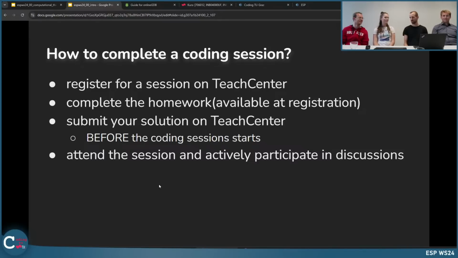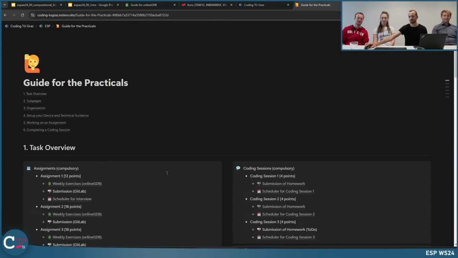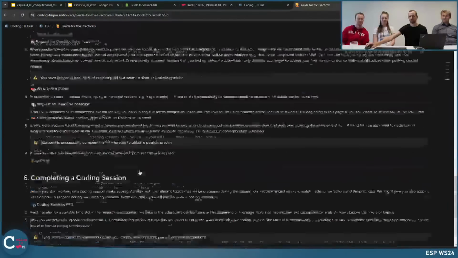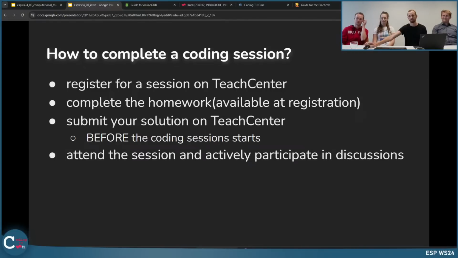But we of course also have all this information again on our course website. I think here in the guide for the practicals, at the very bottom, we have "Completing a Coding Session", where it's all listed, including an FAQ section about coding sessions, where we collected all necessary information. And if you have more questions about the coding session, of course you can ask on Discord at any time.